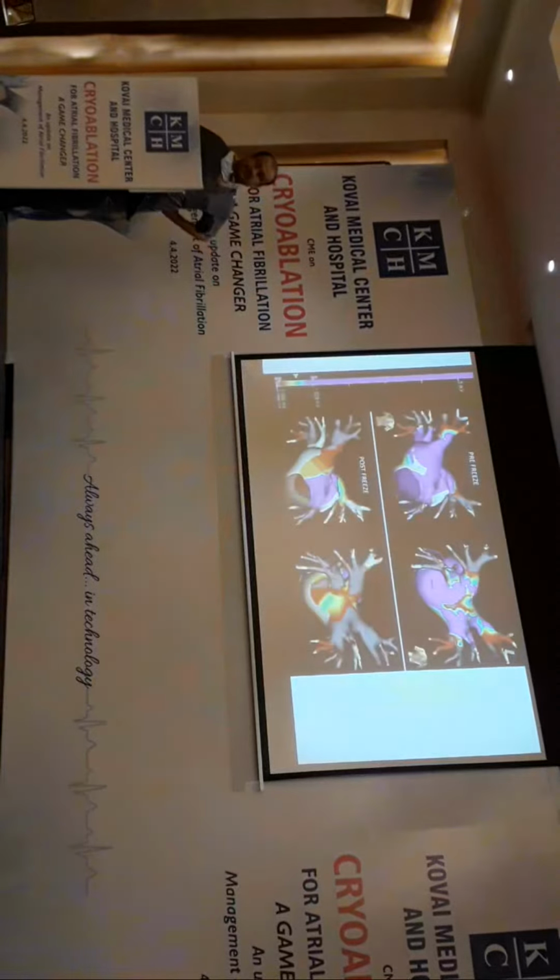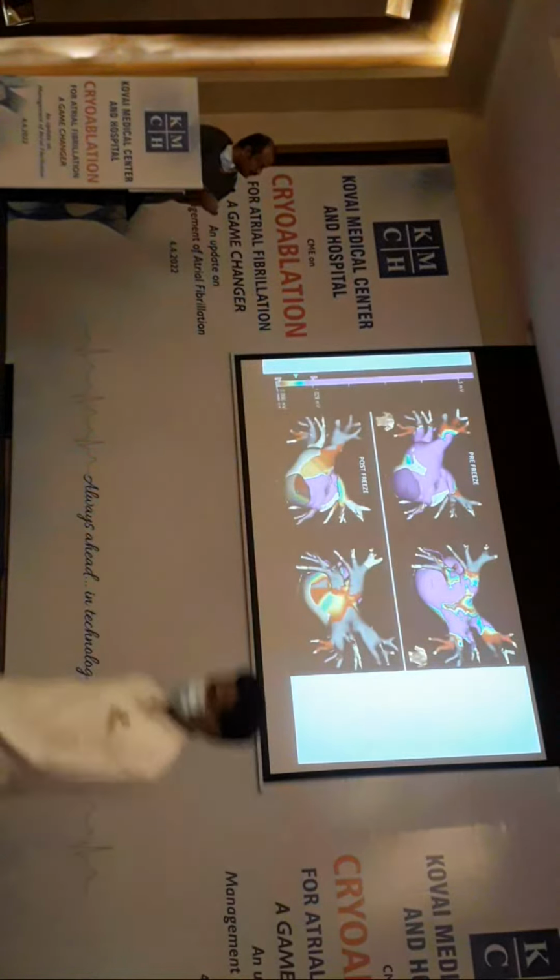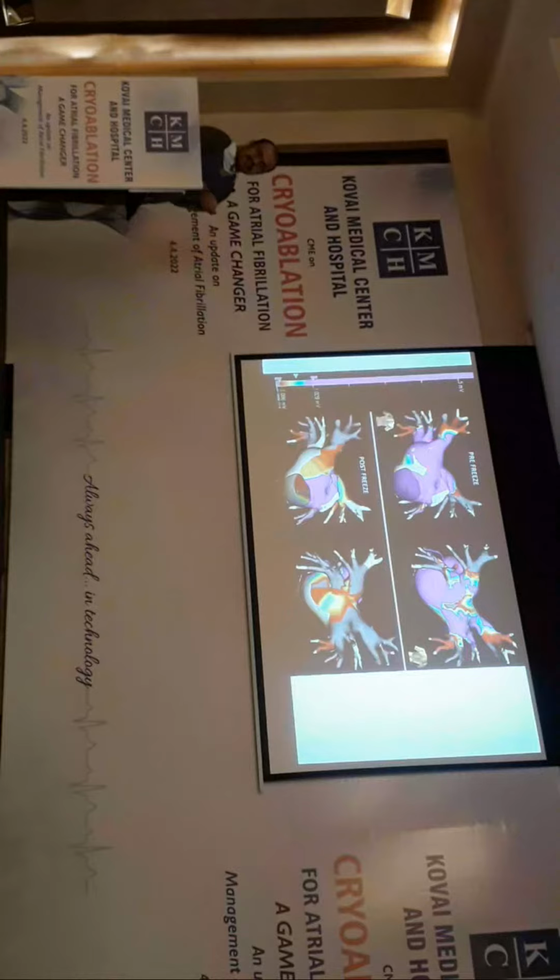So we have done a map of the left atrium. So you can see the pre-freeze. There are a lot of high voltage areas which were seen in the pulmonary veins. So we have ablated that. You can see grey colored areas, which shows that you have already isolated these areas. There are no more voltages recorded from these areas, suggesting that we have completely isolated all 4 pulmonary veins.